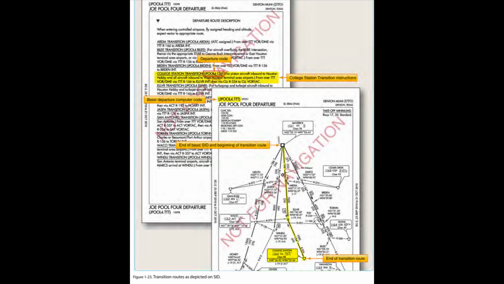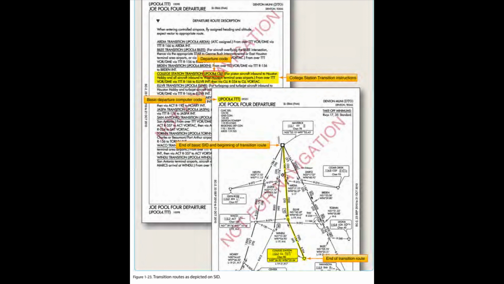When filing a SID for a specific transition route, include the transition in the flight plan using the correct departure and transition code. ATC also assigns transition routes as a means of putting the flight on course to the destination. In any case, the pilot must receive an ATC clearance for the departure and the associated transition, and the clearance from ATC will include both the departure name and transition, e.g., Joe Pool 9 departure, College Station transition.